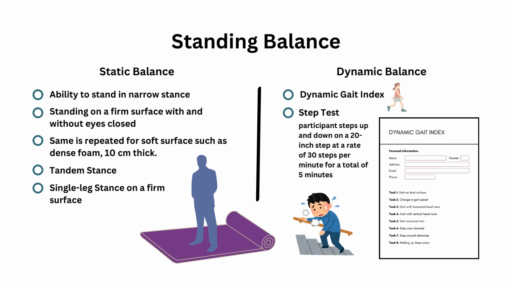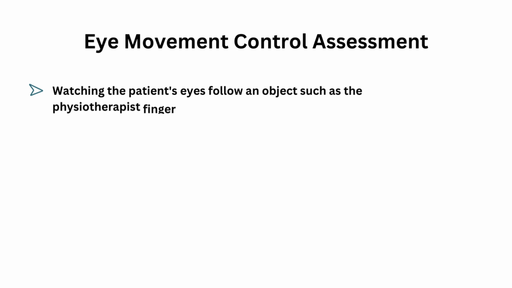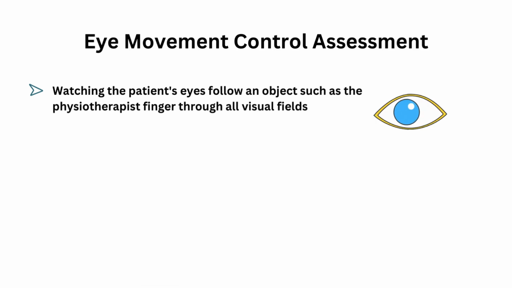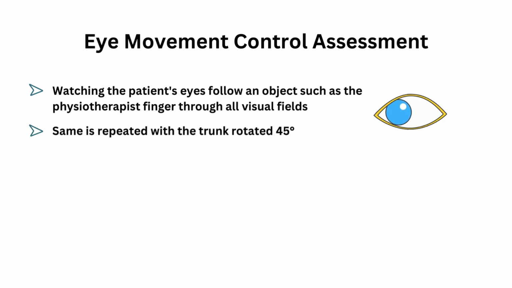cardiovascular fitness. Eye movement control is assessed in the following ways: watching the patient's eyes follow an object, such as the physiotherapist's finger, through all visual fields while sitting with the head in neutral position. The same is repeated with the trunk rotated at 45 degrees.